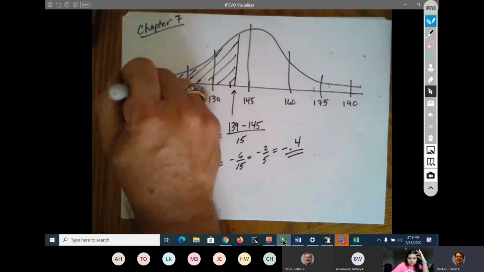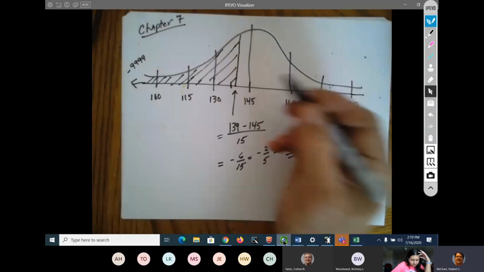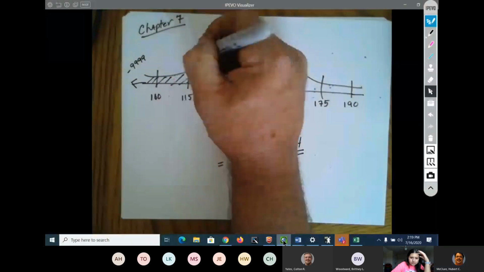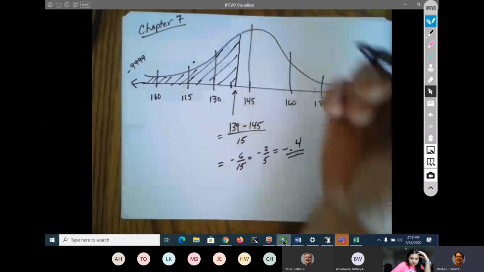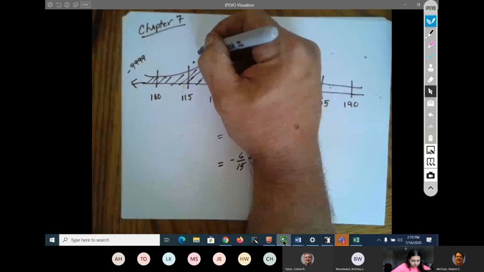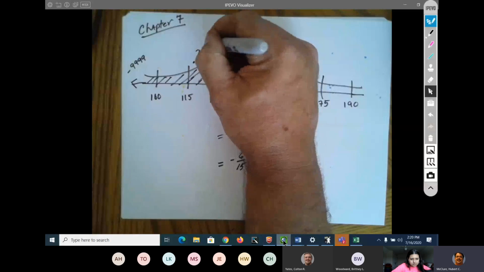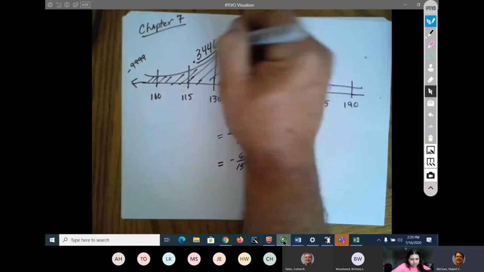So I need somebody with an old calculator to give me negative 9999 to negative 0.4 and tell me what you get as far as an area. 4 digits, please. Or you could type in negative 9999 to 139 with a mean of 145 and a standard deviation of 15. It'll give you the same number. Give me 4 digits. I got 0.3446. Yep, you're right. 0.3446. And that is that area.